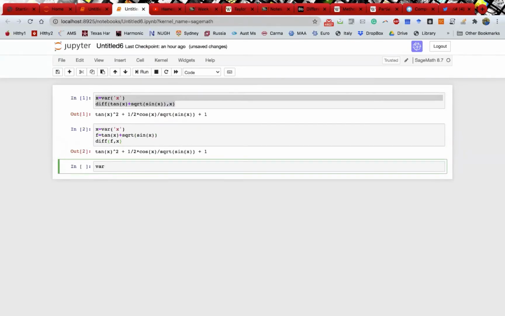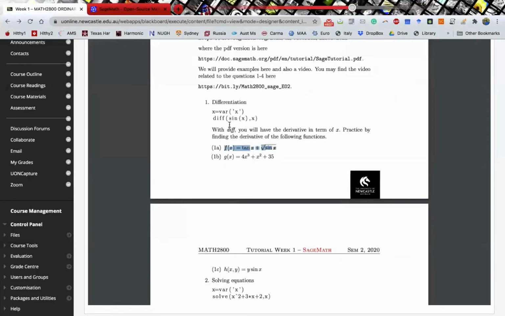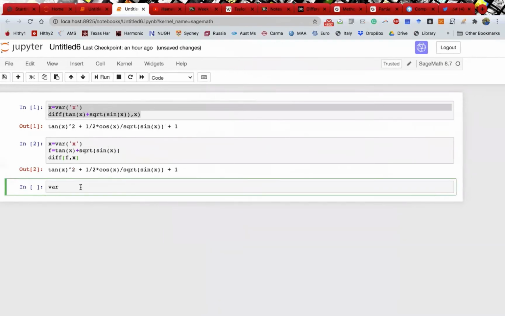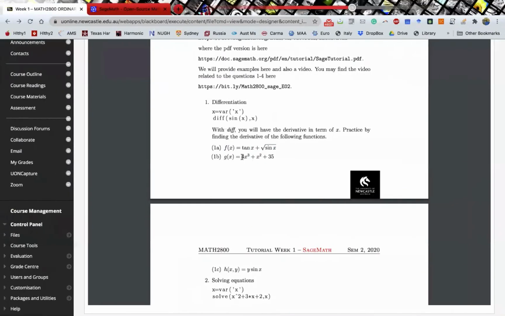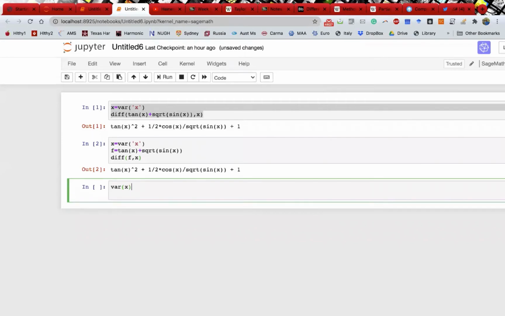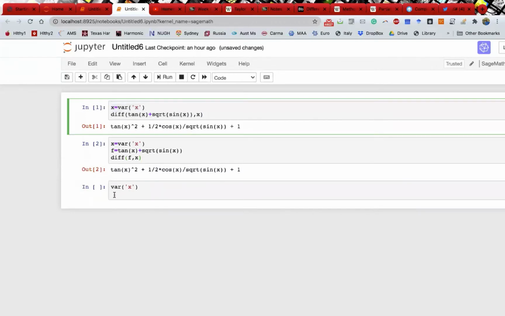Do you have a problem up to now? Okay. So the second example I want to write is this one. That's not so hard. Again, x. We don't need to define the variable x every time because we did it here, but it's okay.